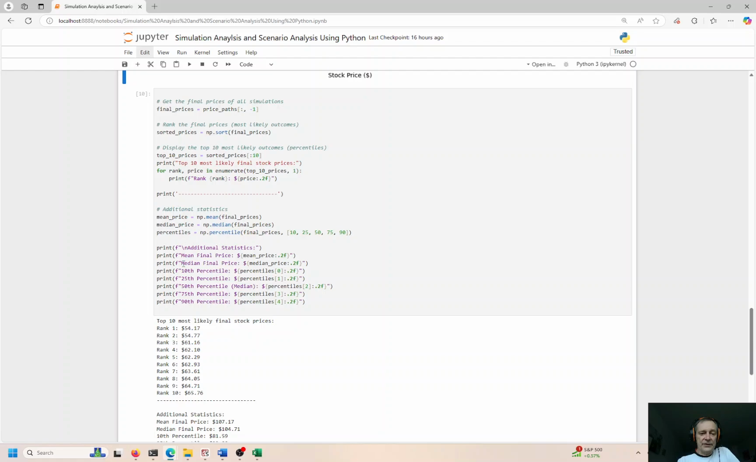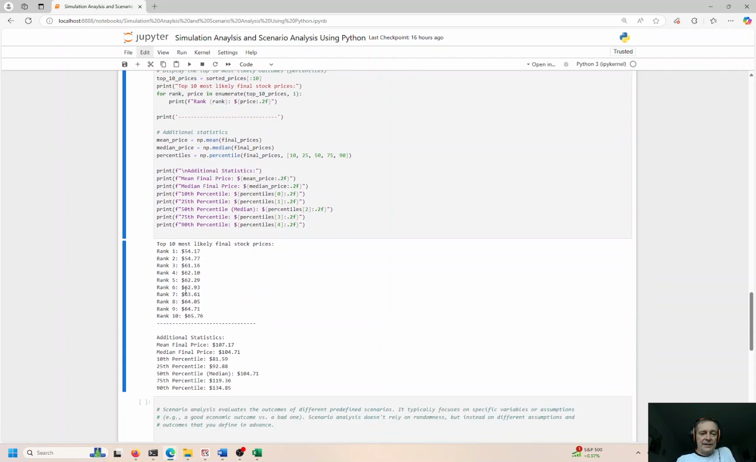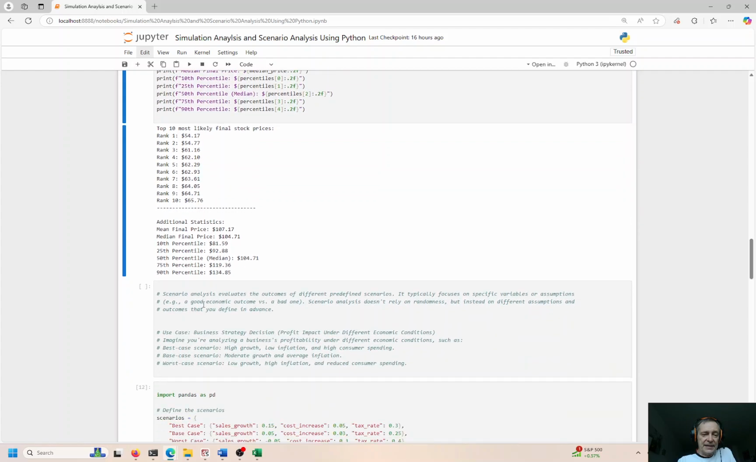Okay, let's look at one more example down here using the same data. We can look at the different rankings of stock from $54 up to $65, and then we have some statistical features of this simulation analysis fallout. We have the mean, median, 10th percentile up to the 75th and 90th too.